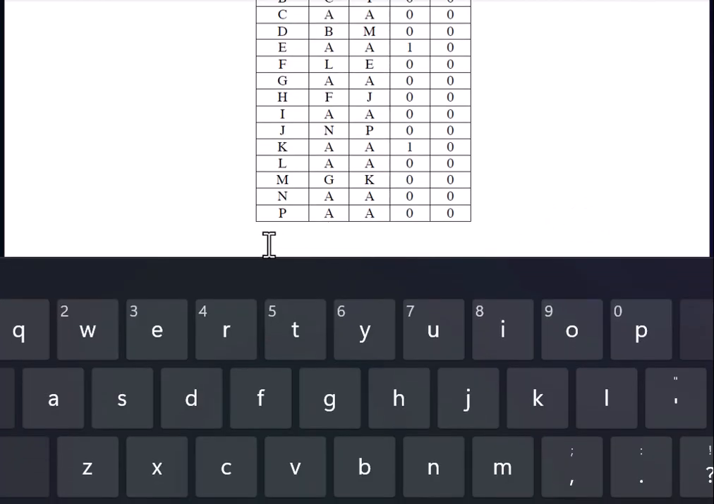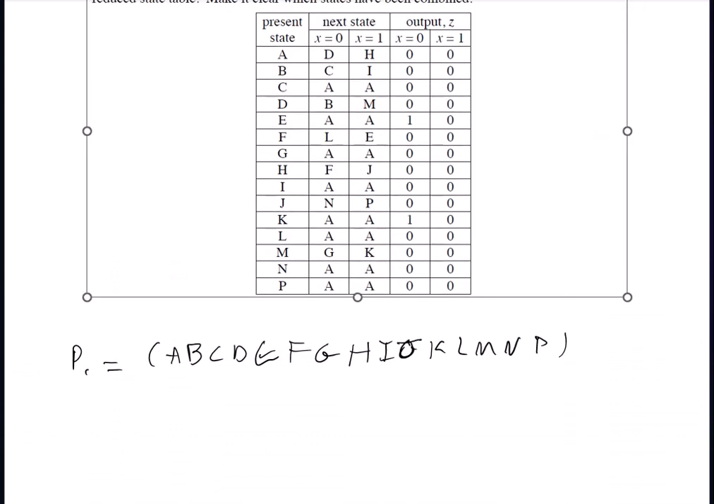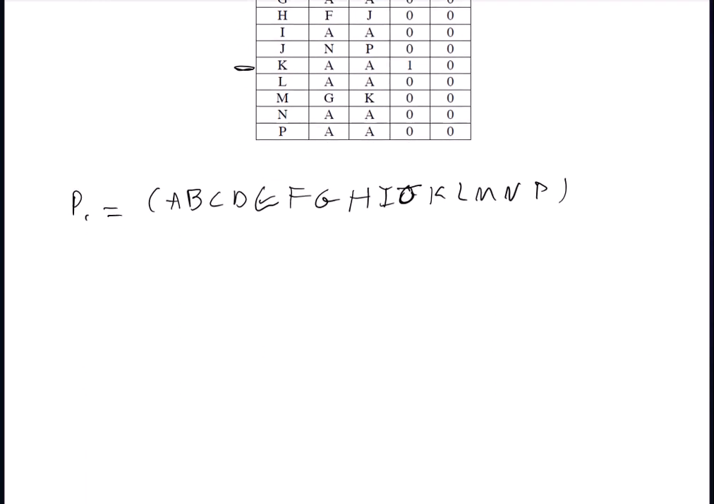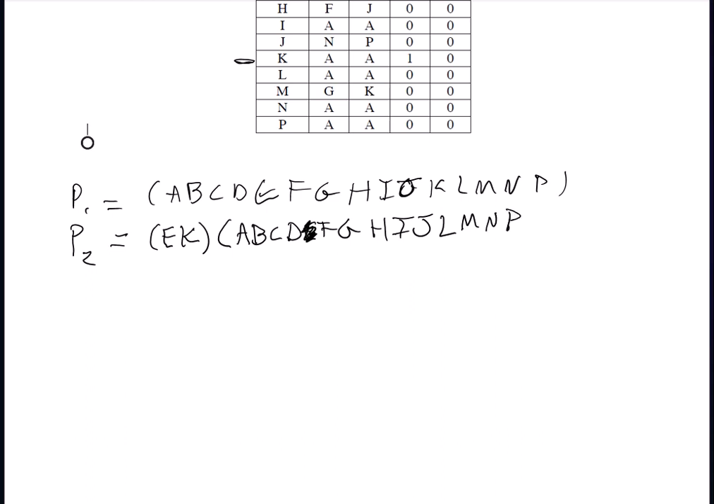If you look, you can see that states E and K are the ones that have the outputs 1, 0, and everybody else has the output 0, 0. So that will be our partition 2. We're going to put E and K in one partition, and we'll put everybody else in another partition: A, B, C, D, F, G, H, I, J, L, M, N, P.